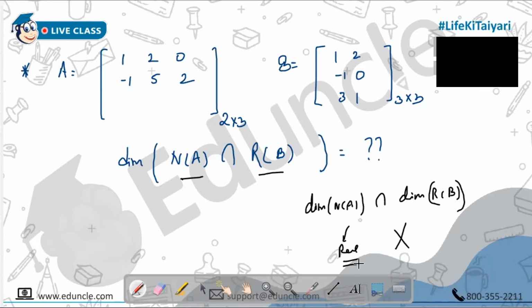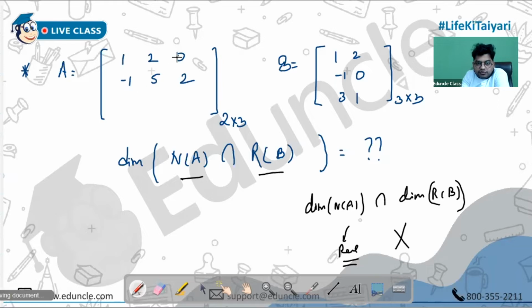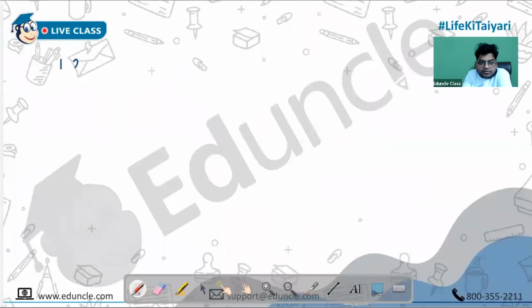To find nullity of A, we have to multiply it by x1, x2, x3 and find those values, right, sir? Yes. So I am going to do that. Keep silence, wait for 1 minute. The matrix 1, 2, 0; minus 1, 5, 2. So basically, how to find nullity? Nullity we are going to find out.